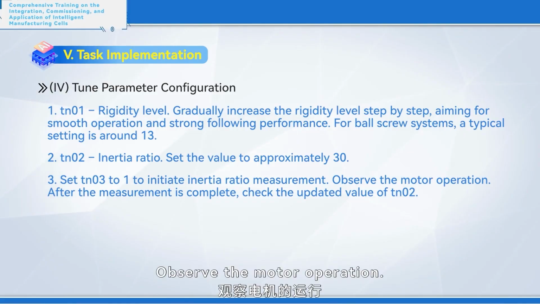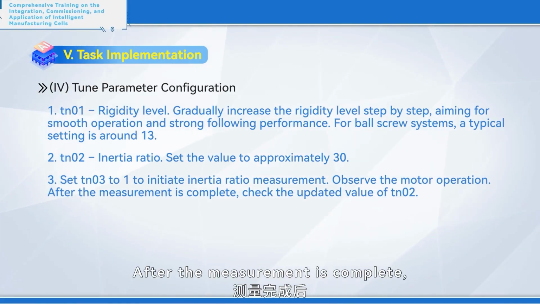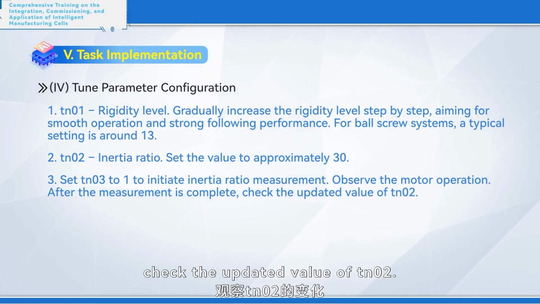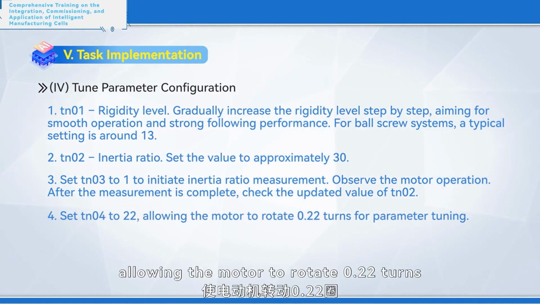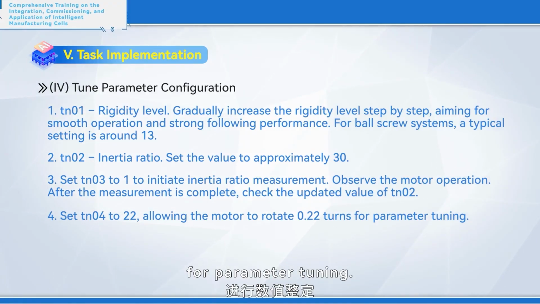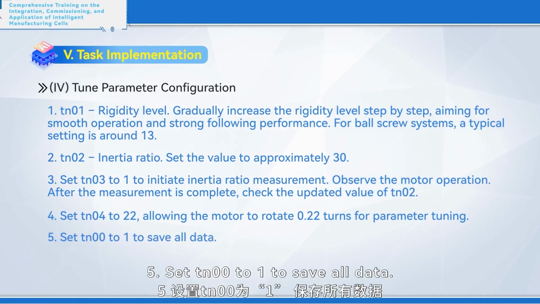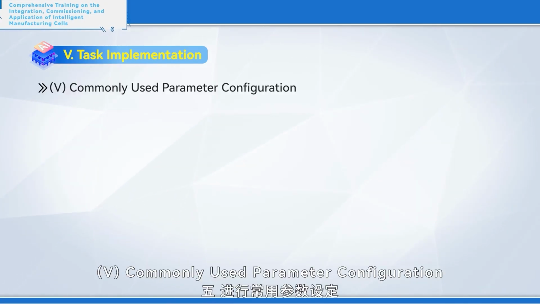Observe the motor operation. After the measurement is complete, check the updated value of TN02. 4. Set TN04 to 22, allowing the motor to rotate 0.22 turns for parameter tuning. 5. Set PN00 to 1 to save all data. 5. Commonly used parameter configuration.